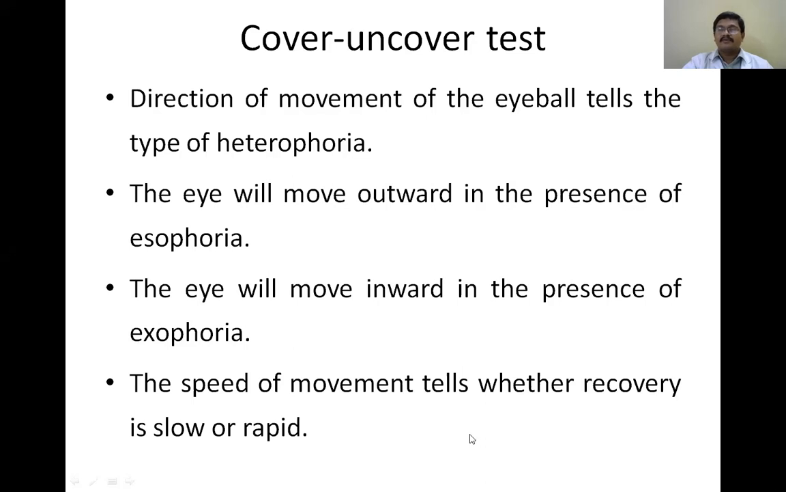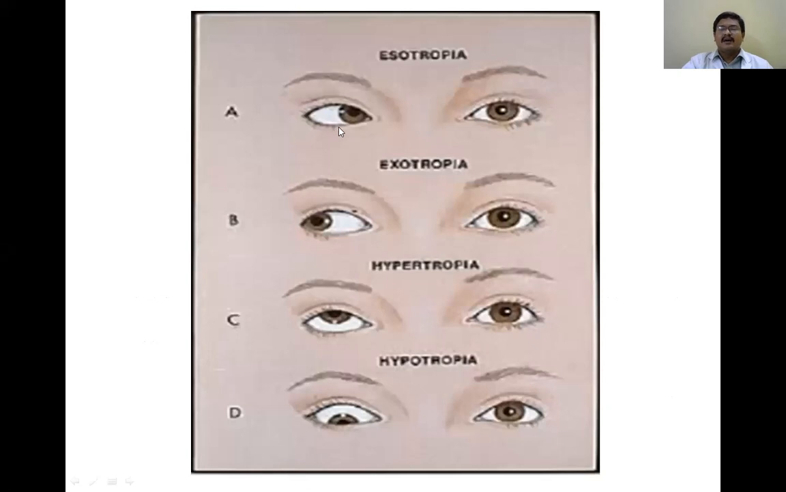Even for hyperphoria and hypophoria, whether it is moving from down to up, or from up to down, will also help you to diagnose them. Okay, this is the esotropia. Inward deviation is the esotropia. Outward is the exotropia. Hypertropia is deviation upward, and hypotropia downward. Whenever you cover the eye, it will move from this direction to the outward. That is the esotropia. So suppose it is moving outward, it is an exotropia.